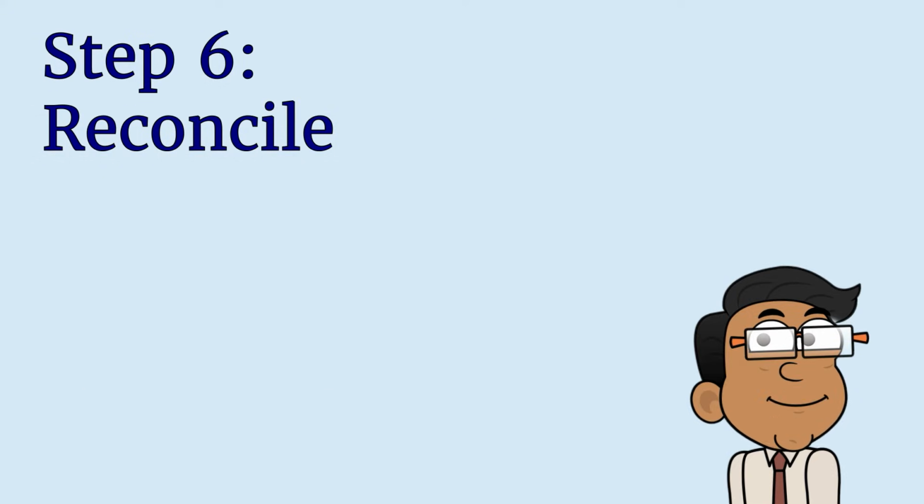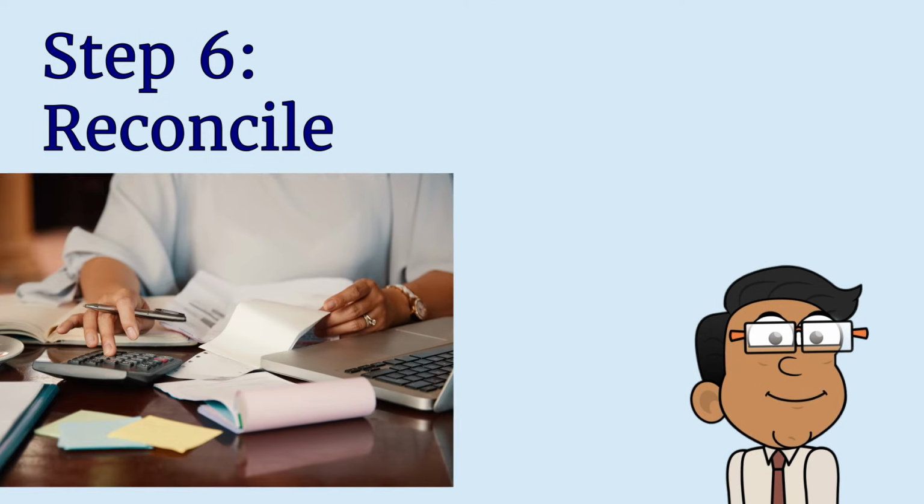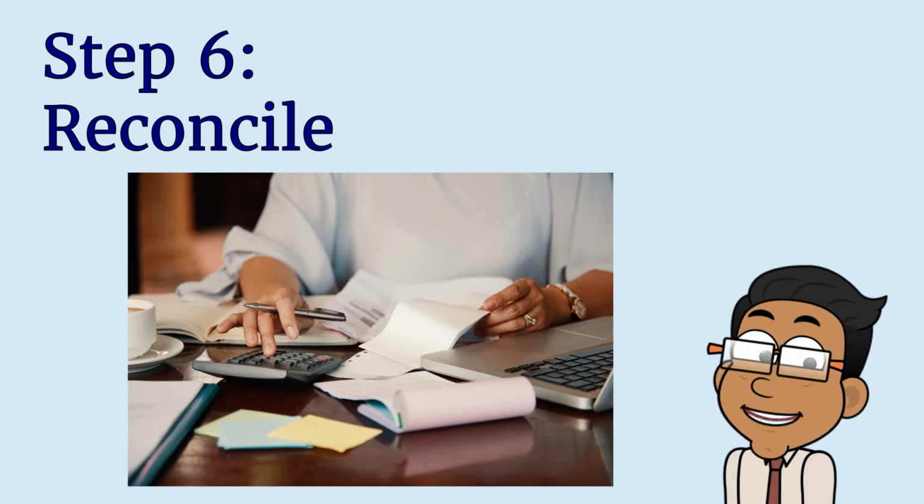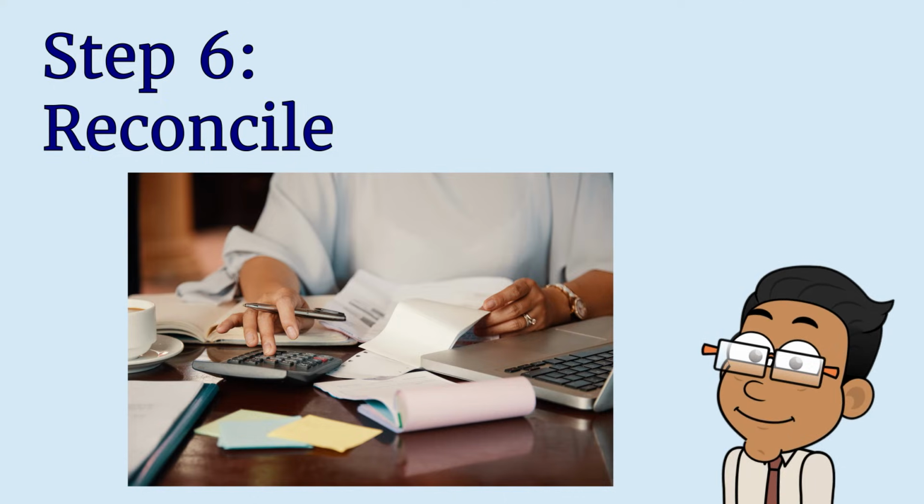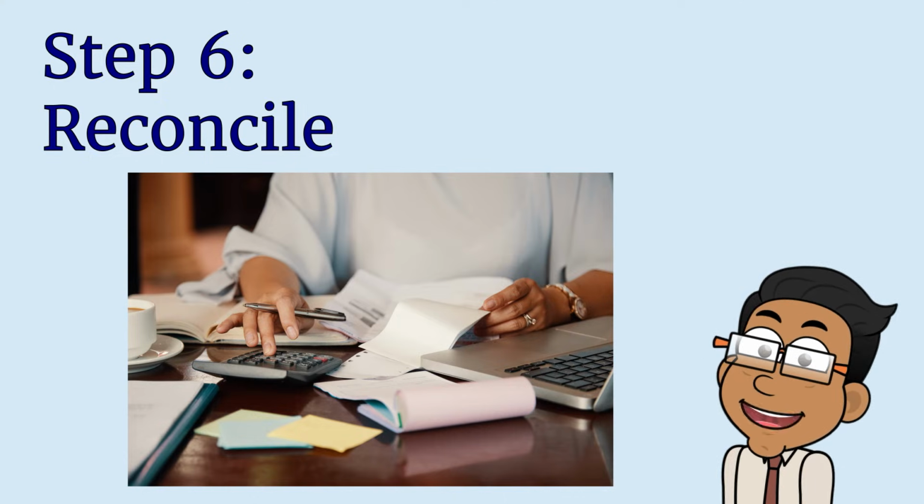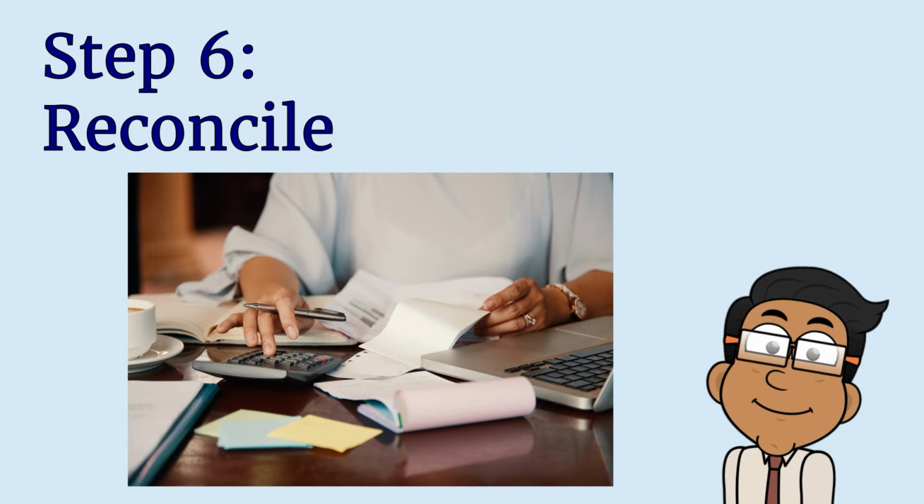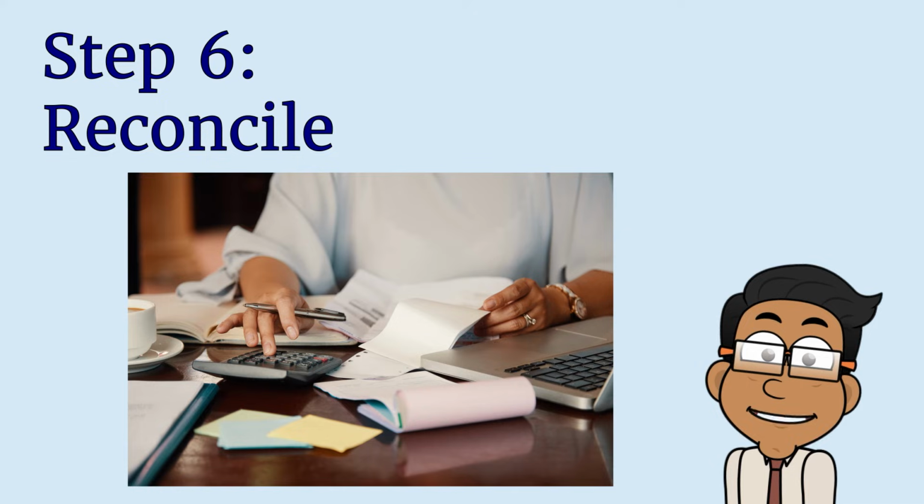Step 6. Reconcile and troubleshoot. Go through each transaction, line by line, and make sure everything lines up. If you find an error, correct it. If everything matches, congratulations. Your checkbook is balanced. If not, go back through the steps and try to find where things went off track.